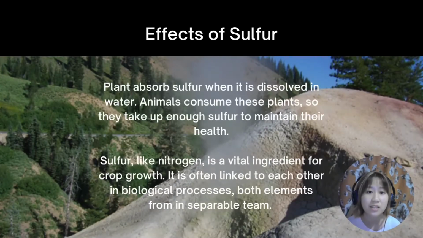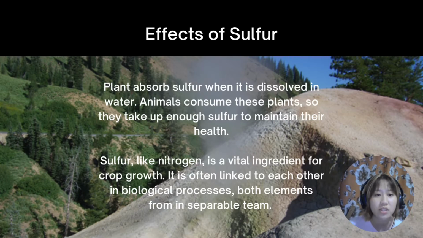So, what are the effects of sulfur in flora? Sulfur, like nitrogen, is a vital ingredient for crop growth. It is often linked to each other in biological processes, both elements forming an inseparable team. However, if sulfur deficiencies were fairly rare 20 years ago, they are commonly encountered today due to the drop of sulfur dioxide emissions. Hydrogen sulfide quickly oxidizes to gases that dissolve in water to form sulfurous and sulfuric acids. Sulfur has become a main concern of agriculture today.